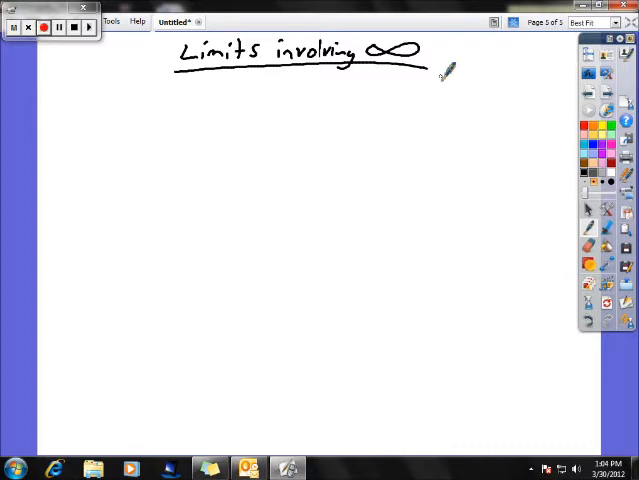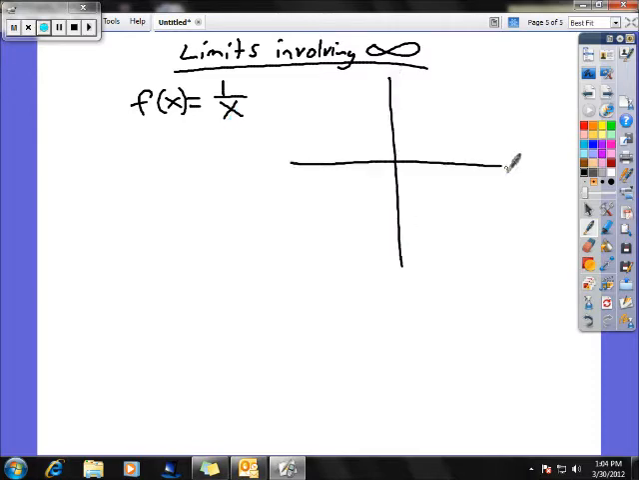And a good function to look at is f of x equals 1 over x. Do you guys remember what that looks like, or what that's called? 12 basics. Which one is that? That is the reciprocal function, which looks like this. I know, it's been a while.